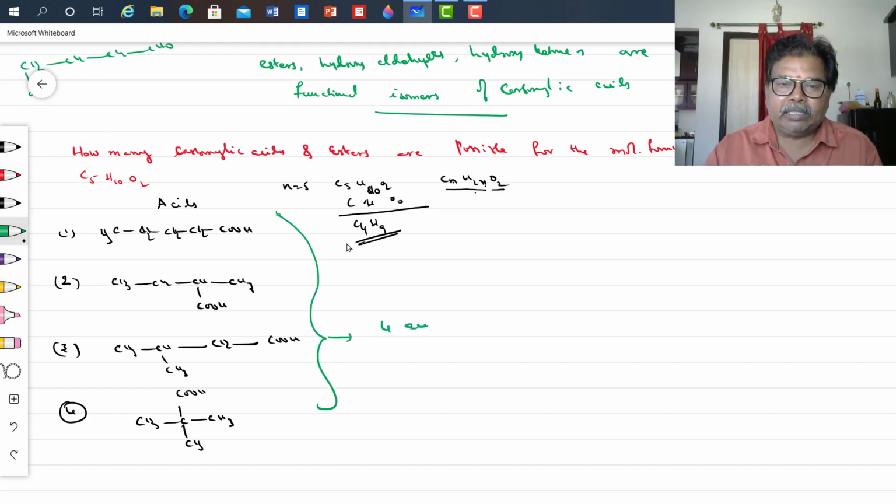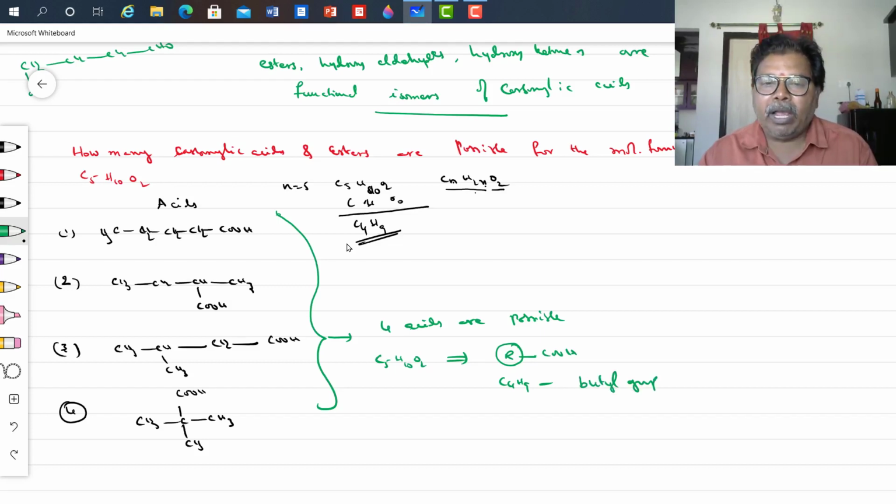Four carboxylic acids are possible. See, C5H10O2. From this compound, we took RCOOH. This R now became C4H9. C4H9 is called the butyl group.